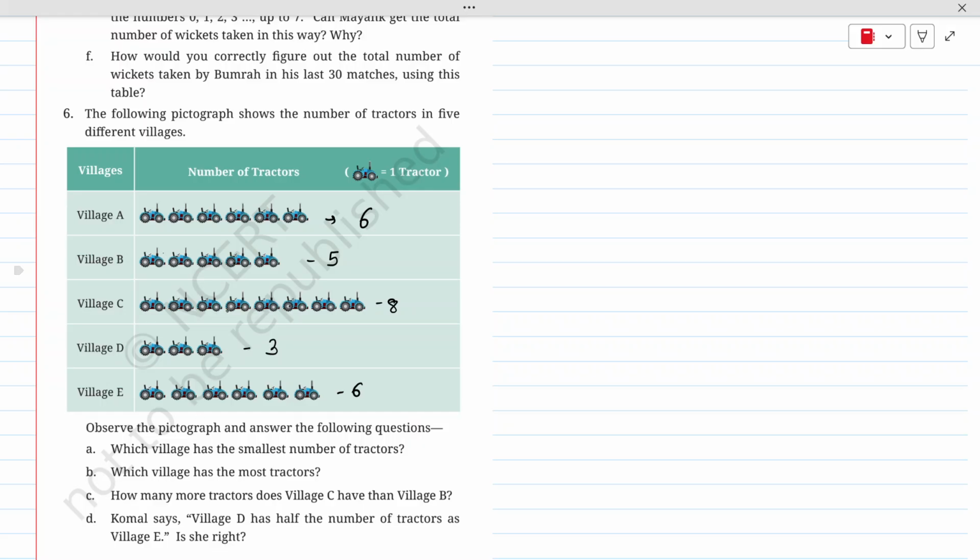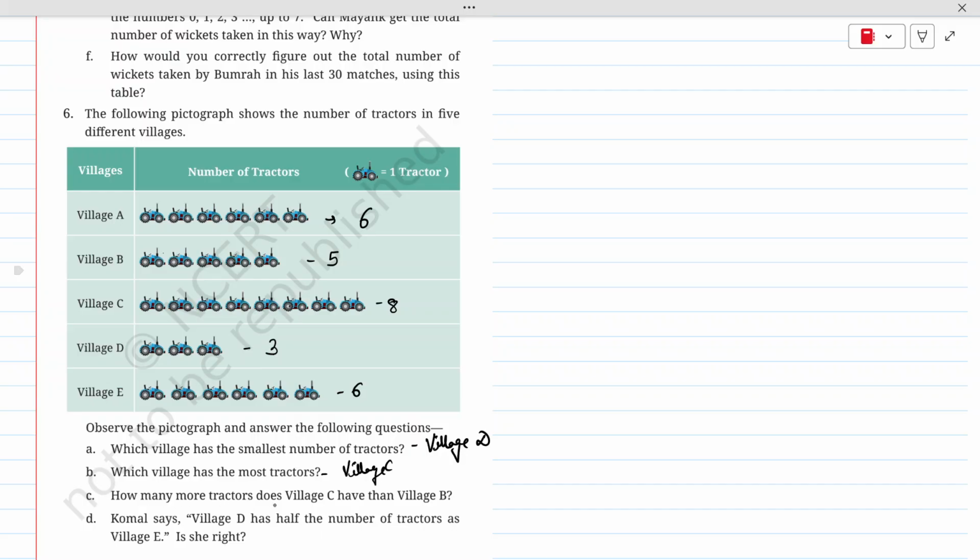Now observe the pictograph and answer the question. Which village has the smallest number of tractors? So kids, we can see the smallest number is 3 here, and this 3 belongs to village D. So the answer to this is village D has the least number of tractors. Then which village has the most tractors? So the biggest number here is 8 and it corresponds to village C. So we will write village C here.